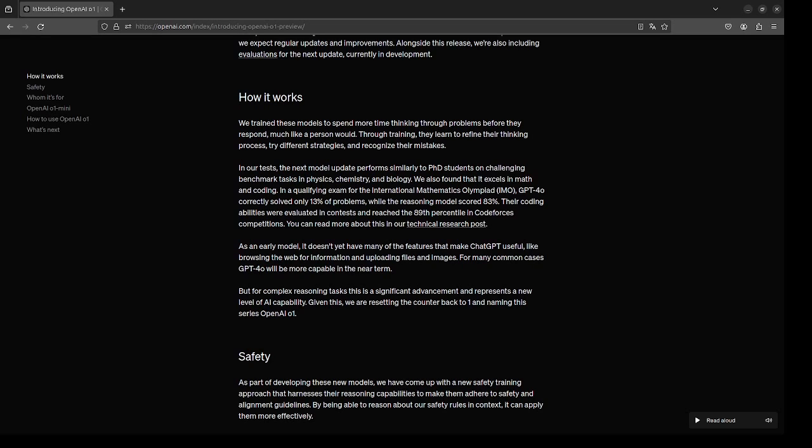comes into O1, because the rumors of Q-star, if you break down what that name means in the context of computer science, I think I should say, is a combination of Q-learning, which is a reinforcement learning technique.